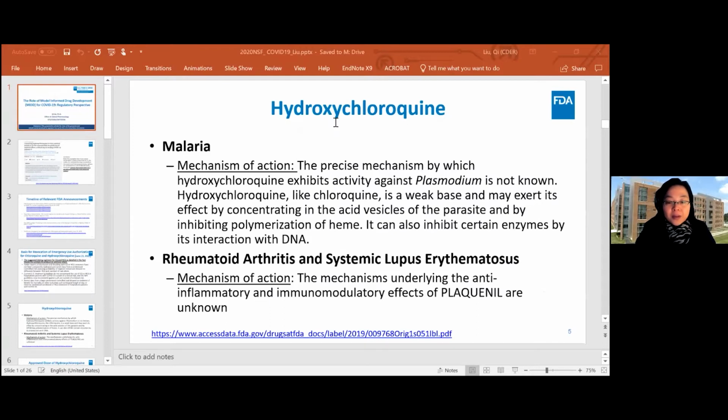Next, I will go over some background information about hydroxychloroquine. Hydroxychloroquine has been approved to treat malaria, RA, and lupus. The mechanism of action for malaria indication is proposed to be related to the drug's weak base feature. Similar to chloroquine, hydroxychloroquine may exert its effect by concentrating in the acid vesicles of the parasite and by inhibiting polymerization of heme. It also inhibits certain enzymes by its interaction with DNA. The mechanism of action for RA and lupus is unknown based on the current product label.